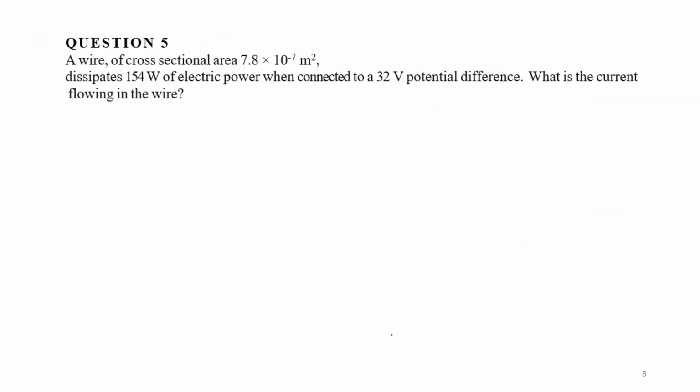Now let's solve this problem here. So we have a wire, and I give you the cross-sectional area of the wire. I did not give you the length. So I have a wire, and I give you the cross-sectional area. It dissipates power, because it's a wire. So I give you the power, which is the rate of energy transfer, the rate of thermal energy dissipation, basically. How much energy is dissipated per unit time?